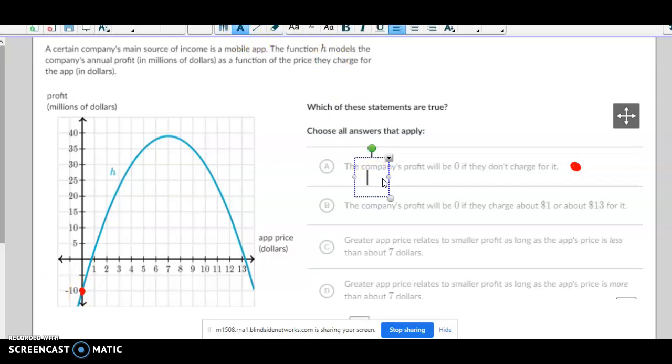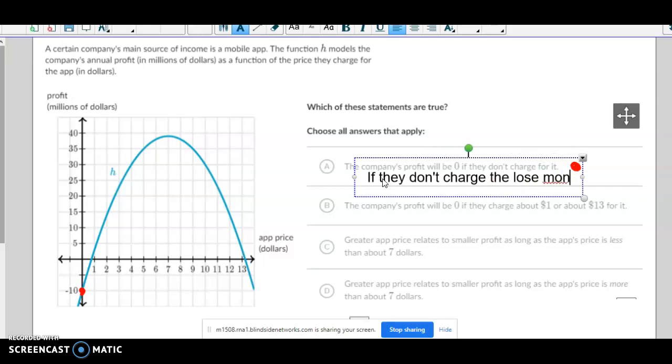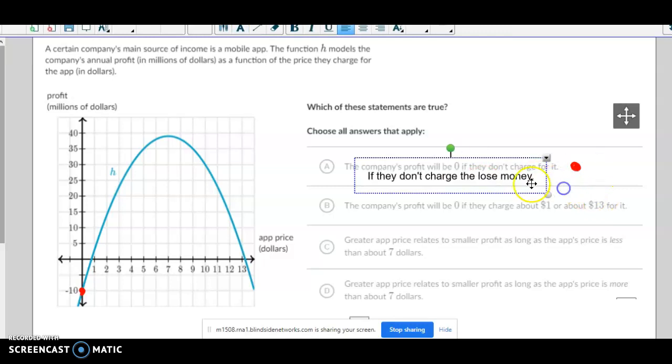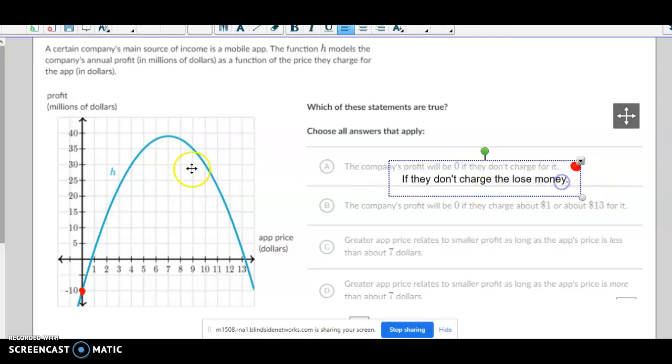If they don't charge, they lose money. Basic economics there. They put a lot of money in to make it. They have to pay people. They have to buy the technology to develop this, and they might have to buy rights to pictures or songs or music or something they want to use on their app, and they're going to lose all that if they don't charge any money. So that's not an answer.